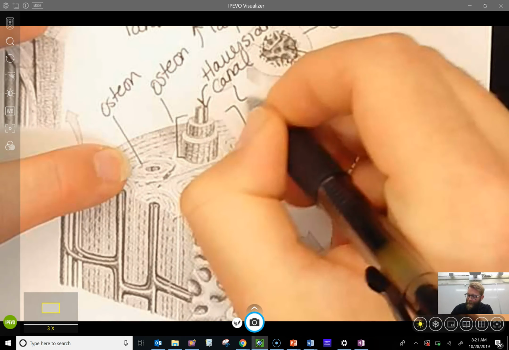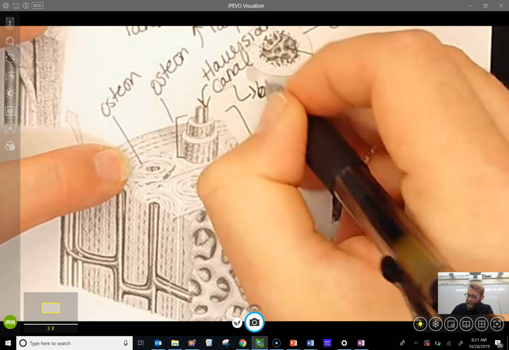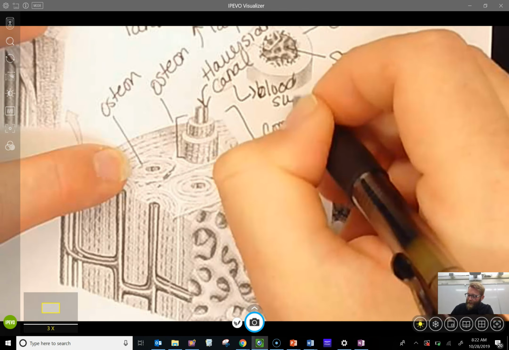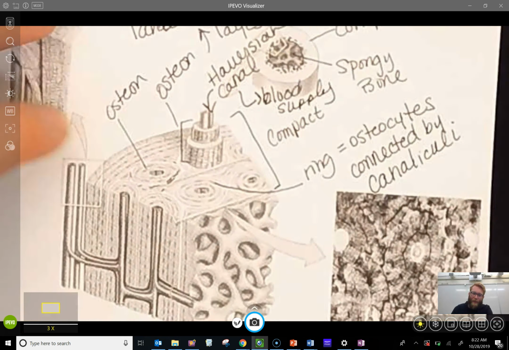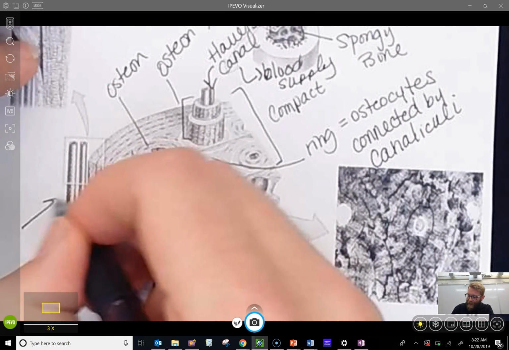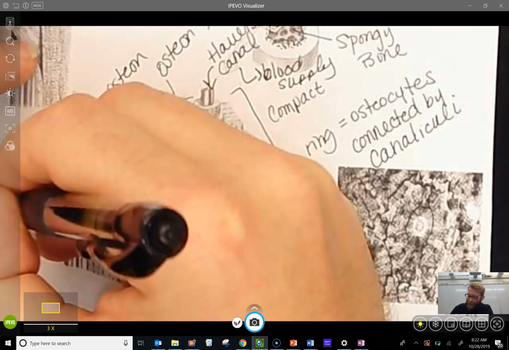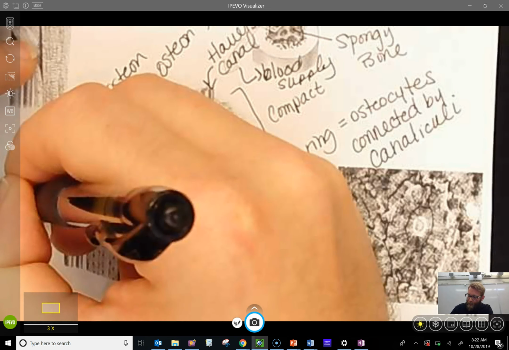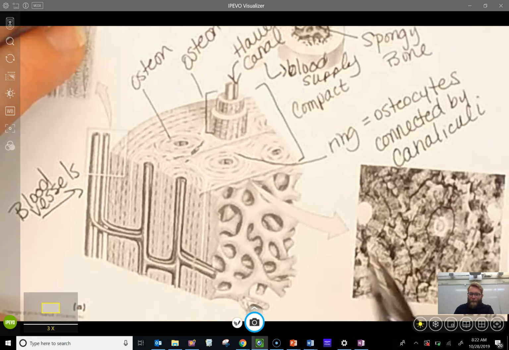And this is where, again, we have blood coming in. Our blood supply is going to provide all the nutrients that our bones need to do what they need to do. That's what's depicted here. These are blood vessels that are showing up in this particular image.